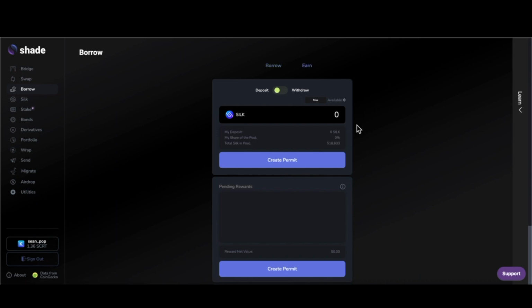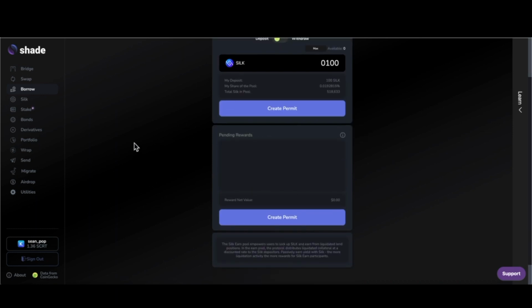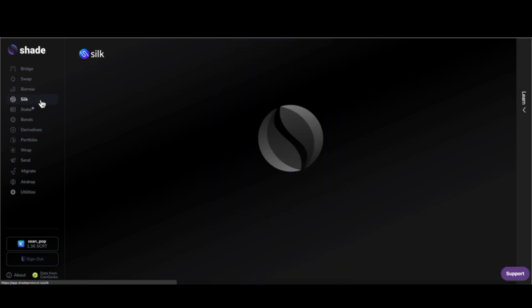The earn page on borrow here, this is where you can deposit Silk and earn yield on it passively. It fluctuates somewhat based off of loans that are liquidated, but generally you can earn between 6 to 9% on your Silk. Next is the Silk page.